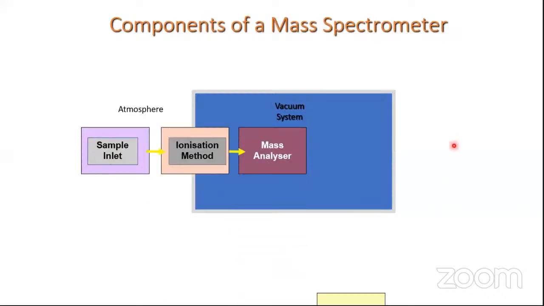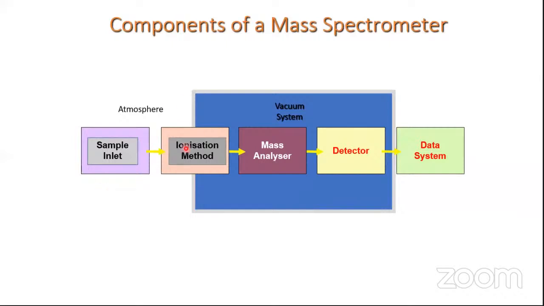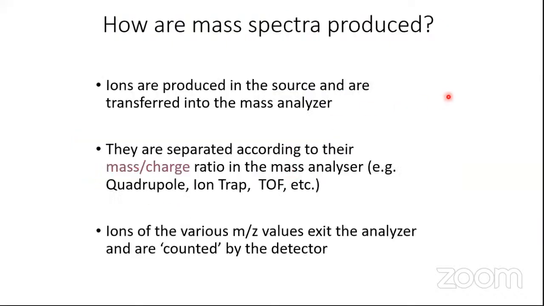So we are now going to talk about the mass analyzer. Okay, so the ionization part is over. We are entering into the mass analyzer. Now, how are the mass spectra produced? Ions are produced in the source and are transferred into the mass analyzer. They are separated according to their mass to charge ratio in the mass analyzer. For example, quadrupole, ion trap, time of flight are different mass analyzers. Ions of various m by z value exit the analyzer and are counted by the detector.